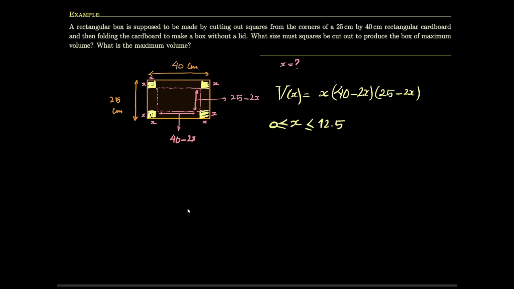So how should I do that? I need to take the derivative, but because you haven't studied the product rule, there's only one way for you to deal with that, and that's multiplying first. So what I do first, I simplify my function.